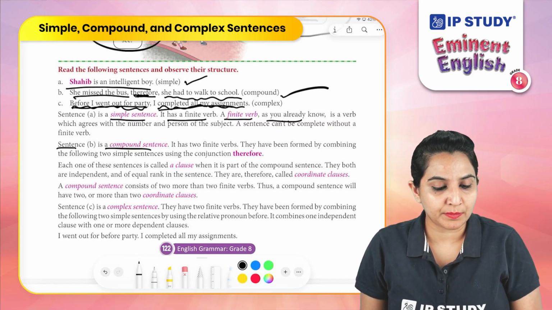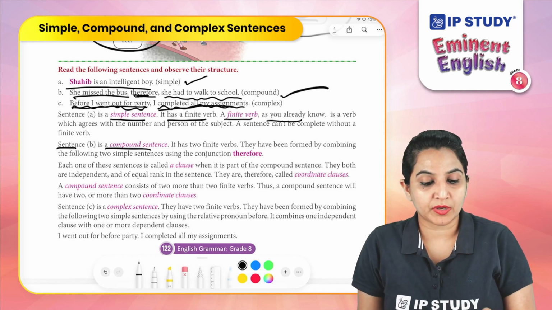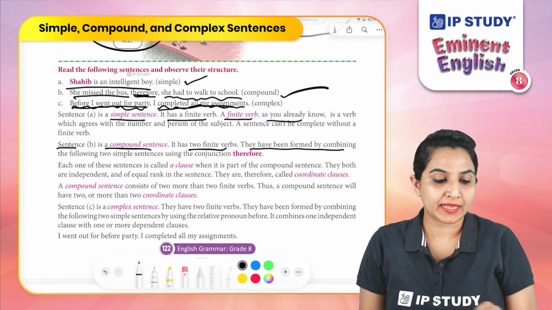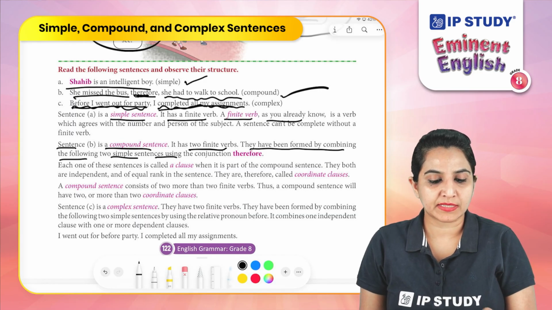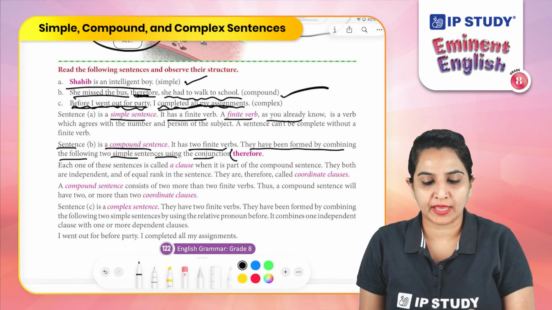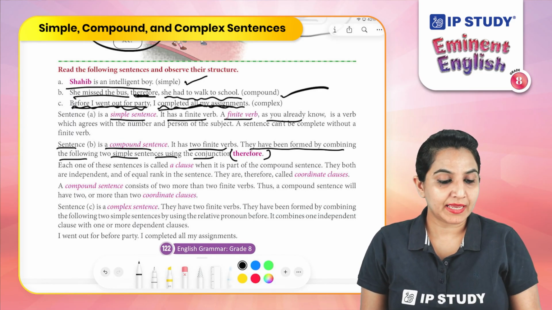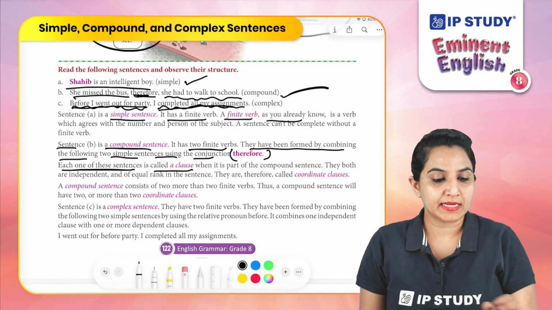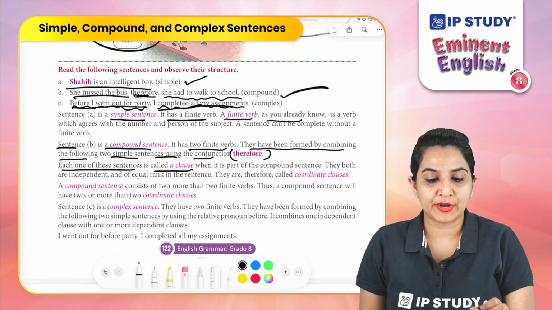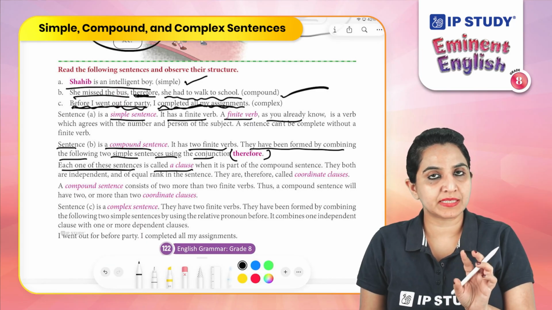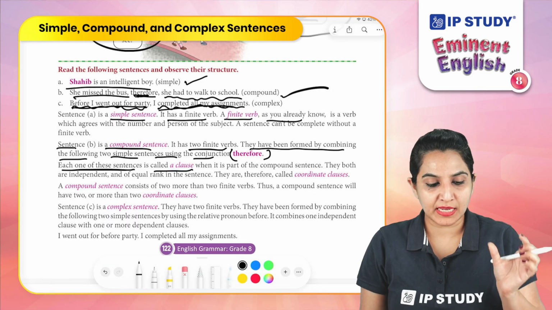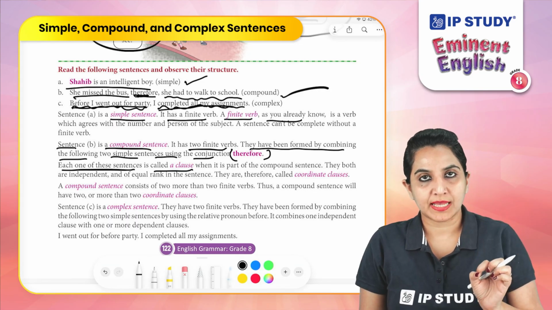Sentence B is a compound sentence. Why so? Because it has two finite verbs. And they have been formed by combining the following two simple sentences using a conjunction, therefore. For example, each one of the sentences is called a clause. Like, she missed the bus, she had to walk to school. These are two simple sentences. Now each forms a clause.